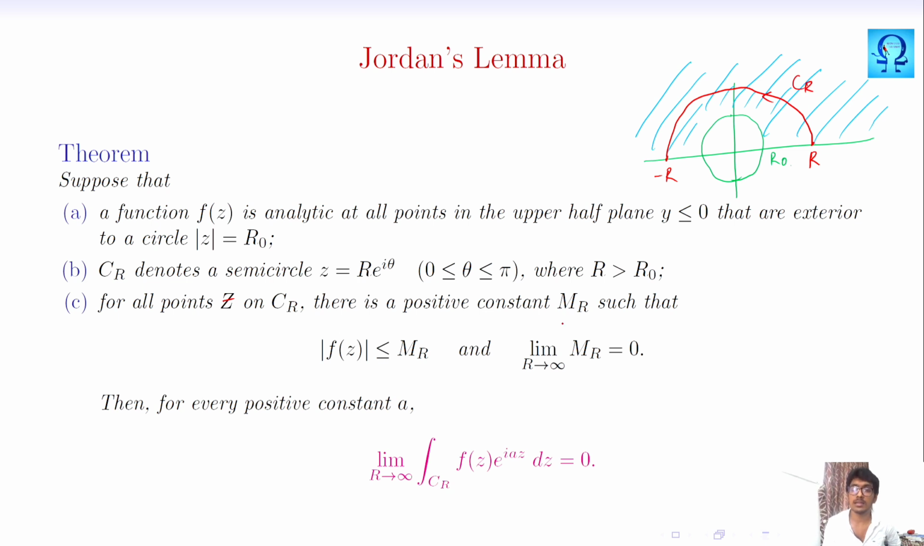For all points z on this semicircle, there is a positive constant such that the modulus of f of z is smaller than or equal to M_R, because at the points on that CR the function is analytic. If a function is analytic on CR, of course it is continuous on this finite domain, so it is going to be bounded. By the boundedness we have the upper bound M_R, and that M_R goes to 0 as r approaches infinity.